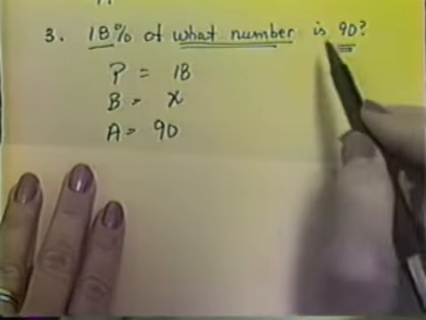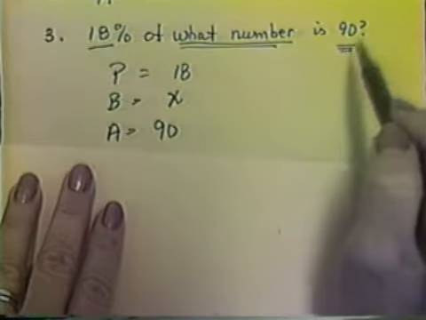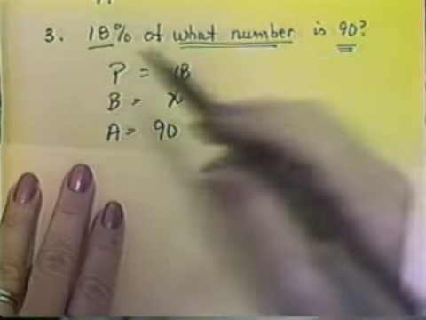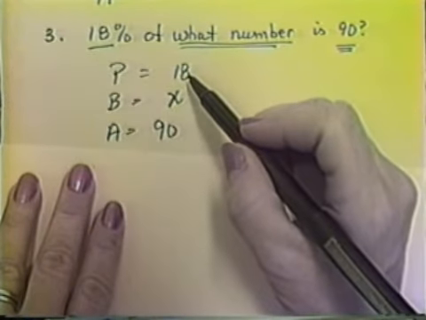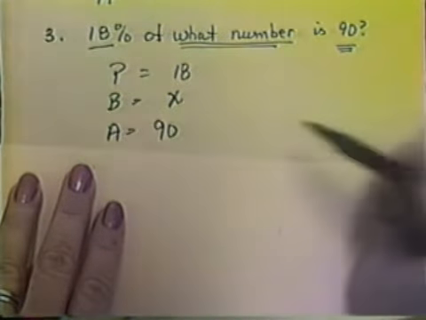18% of what number is 90? 18 is the percent. The unknown is the base. And 90 is the amount.